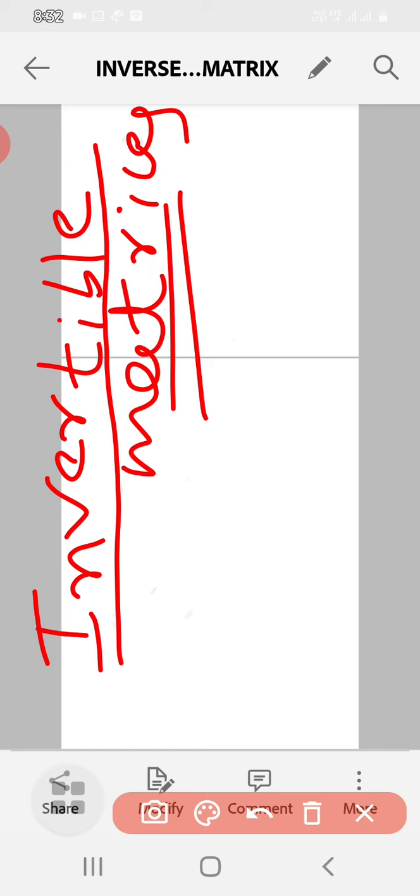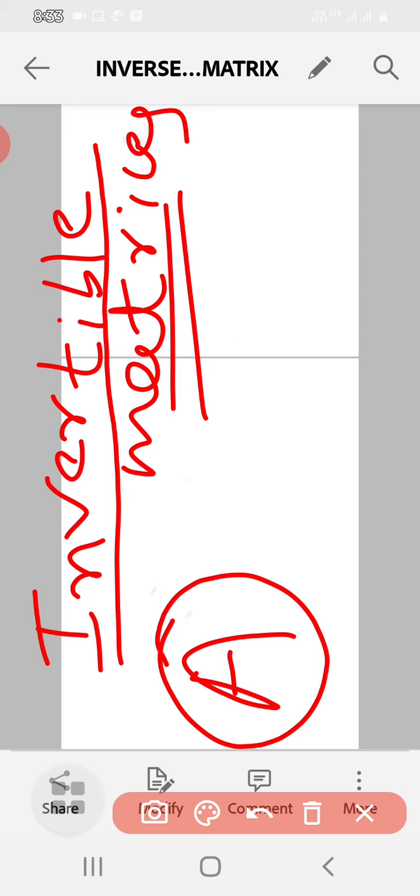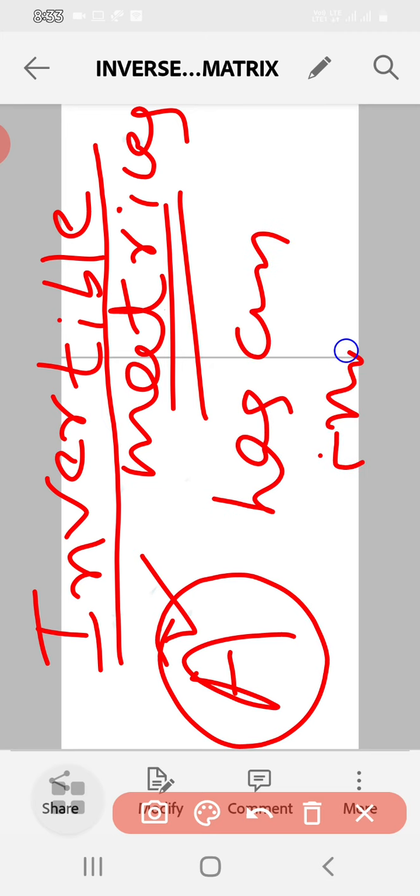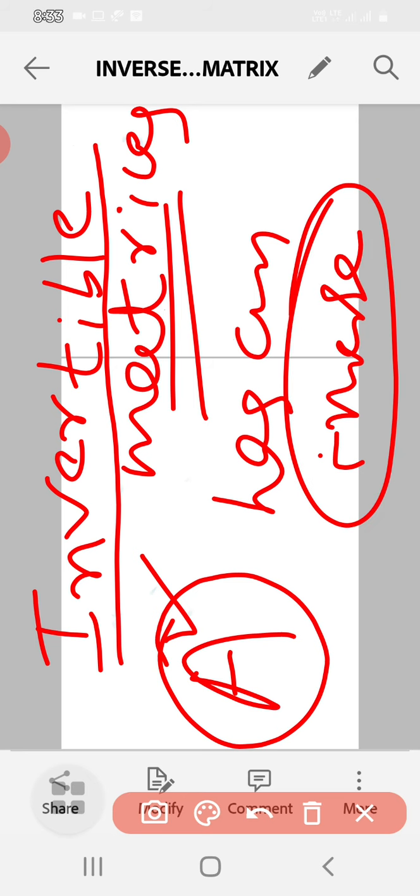When we say that matrices are invertible, if A is a square matrix, the question arises: does this matrix have an inverse or not? What is the condition for this matrix to have an inverse? We have to find an answer to this question, so I am going to discuss invertible matrices.